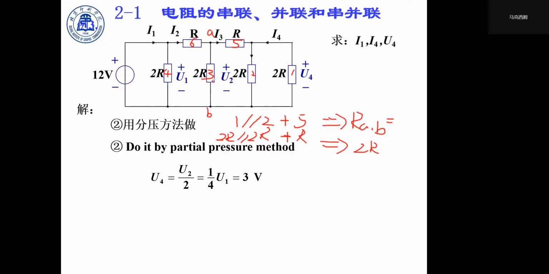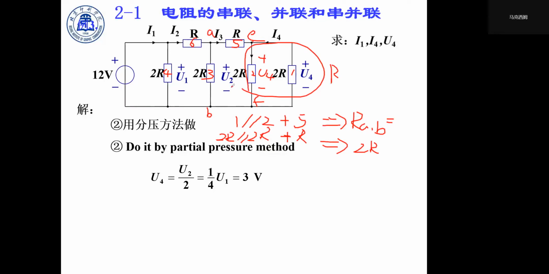So we can see that U4 therefore equals half of this, the value between points E and F. This one is U4. And 1, 2 in series connection with 5, and they have the same value. Those two branches make up one equivalent resistor of R.